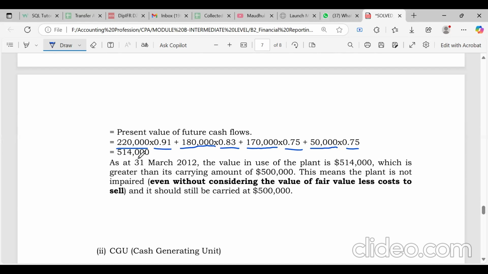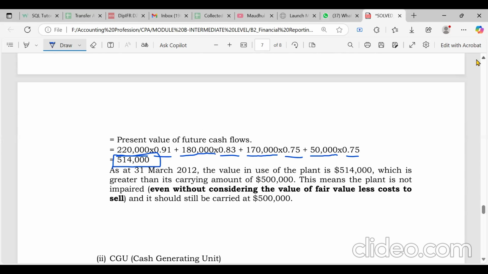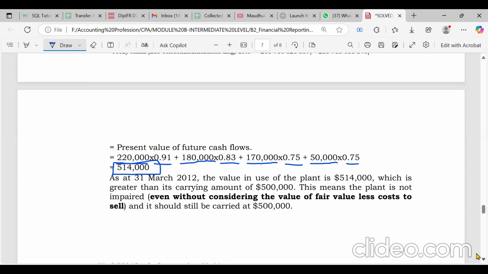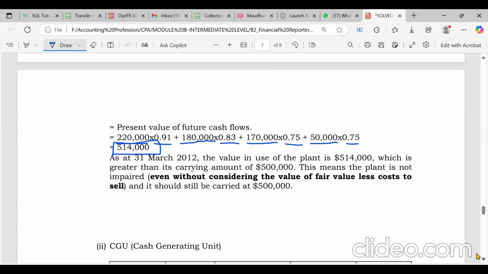So you would have ended up having this much figure, right? That is the present value of cash flow. Now I think we can judge and see what we can do. We also had to compute the fair value less cost to sell, first to get the higher value, right? But in our case, we don't even get that higher value. You know why?